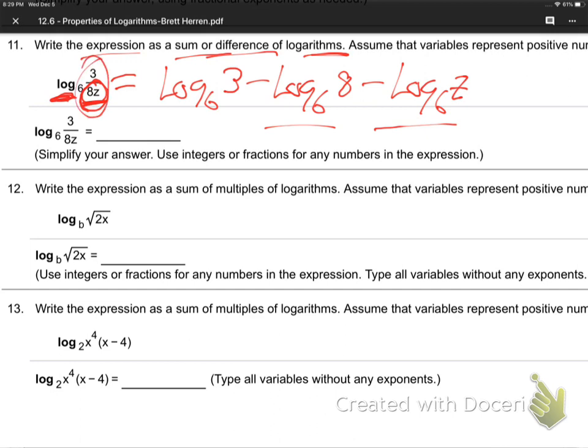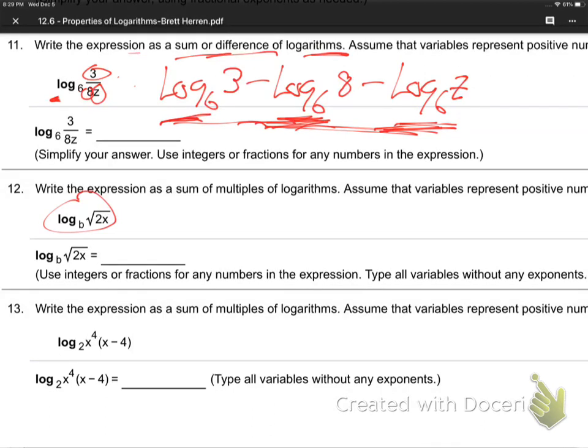Easier job for lots of logs. It's harder for one log. There's no multiplying, there's just dividing, right? This is 3 divided by 8 and divided by z. So I subtract the 8 and subtract the z. They're all log base 6. You never change the base. It just becomes easier for 3 logs. Let's try this one. Now, what does that square root do? Okay, let's go to a fresh screen, get more room.